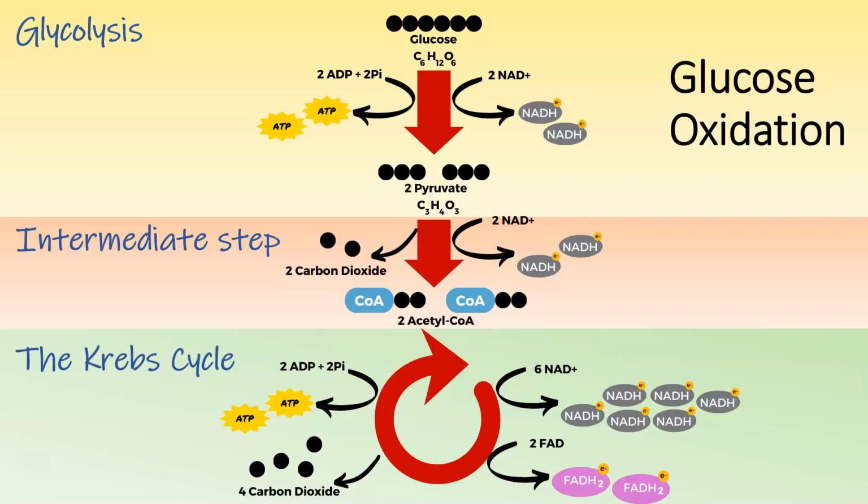At this point, you should go ahead and stop this video and make a note of what goes into each stage of glucose oxidation and what comes out. What are the inputs? What are the outputs? What are the reactants? What are the products?